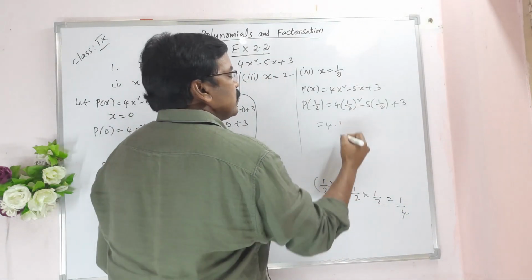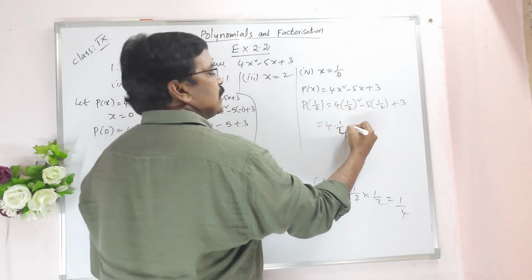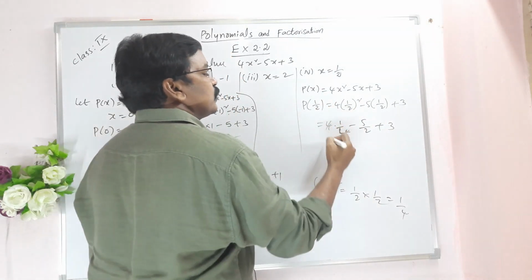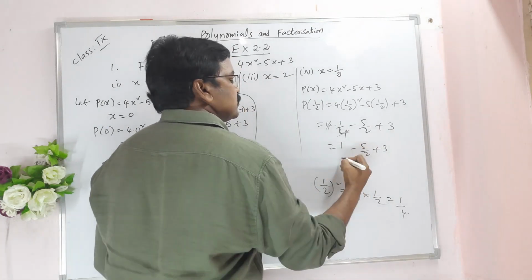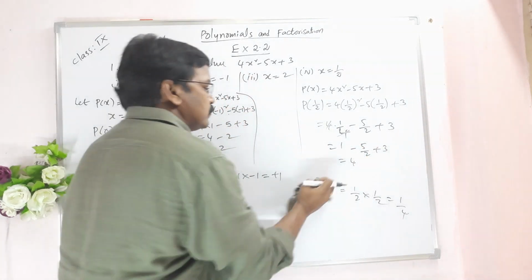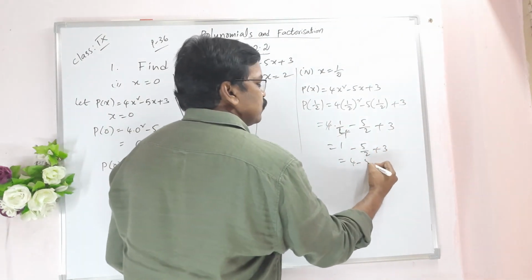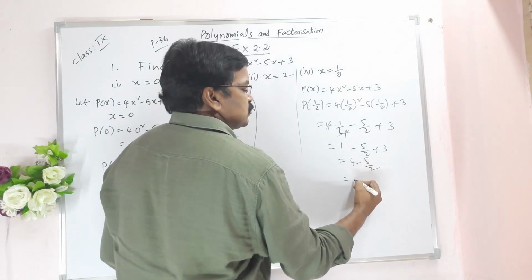So this is 1 by 4, 4 times 1 by 4 minus 5 by 2 plus 3. So 4 gets cancelled, 1 minus 5 by 2 plus 3. 1 plus 3 is 4, 4 minus 5 by 2. Okay, that means this 4 also we can write what?